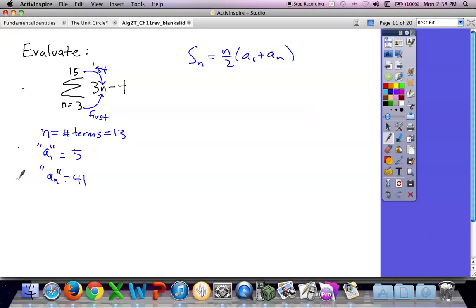So S13 equals 13 over 2 times 5 plus 41. S13 equals 13 over 2 times 46, which is 13 times 23.